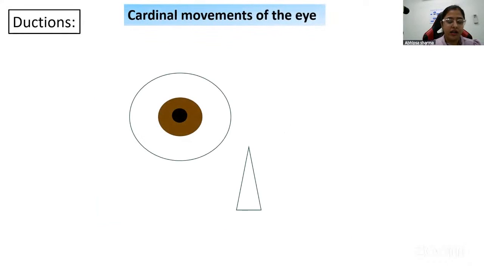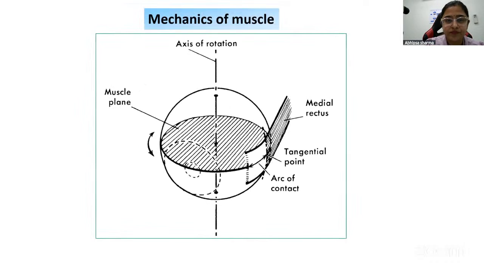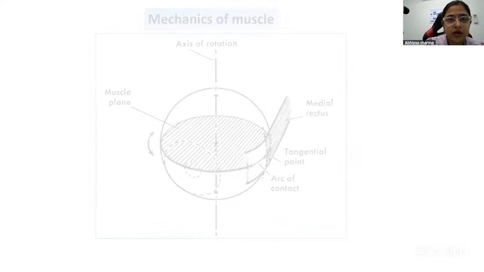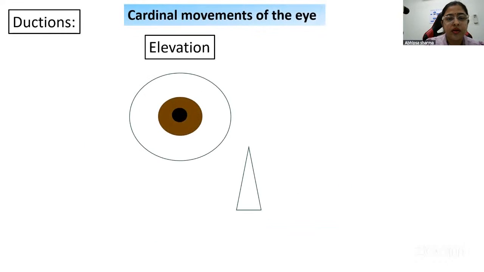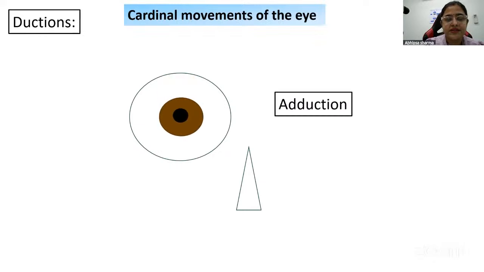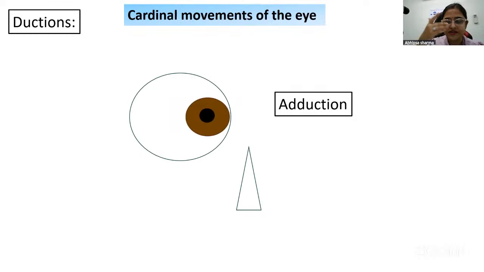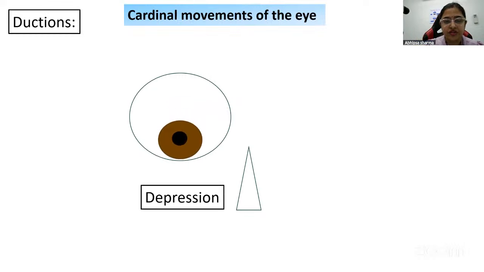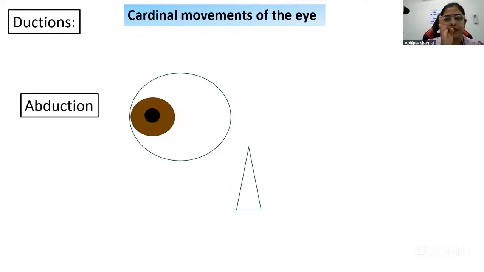So coming to the cardinal movements of the eye. If we talk about a single eye, the movements of a single eye are known as ductions. So they are either elevation, as you can see in this diagram. Second is adduction, that is the movement towards the nose. Third is depression, that is the movement downwards. And abduction, that is the movement towards the temporal side of the eye.